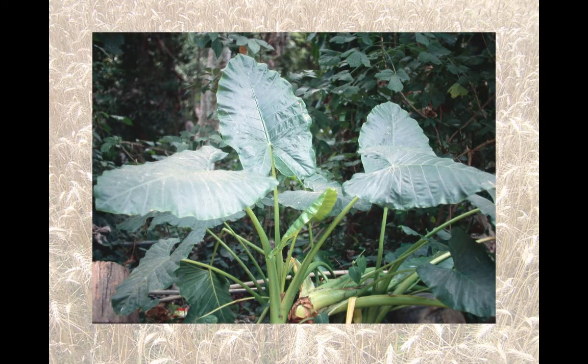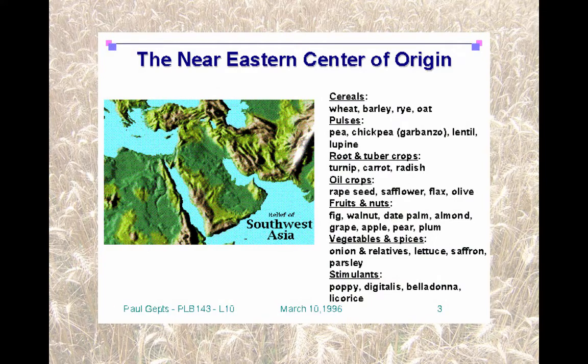As a taro, and we're going to hopefully be able to grow some of those ourselves. I think you're going to see some flowers of taro this week in lab. That's kind of cool. The Near East, we talked about this already, having the origin of wheat, and we also have barley, rice, and oats. So some of our main grains.